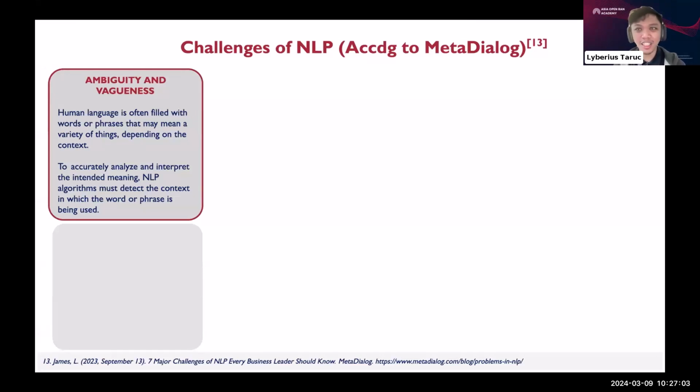The word yarn, okay, lately that has already been gaining popularity. If a chatbot is able to see the word yarn, it's not able to distinguish it to be a ball of thread, right? So that is already one challenge the NLP is already facing. So human language is often filled with words or phrases that may mean a variety of things depending on the context, right? To accurately analyze and interpret the intended meaning, NLP algorithms must detect the context in which the word or phrase is being used.